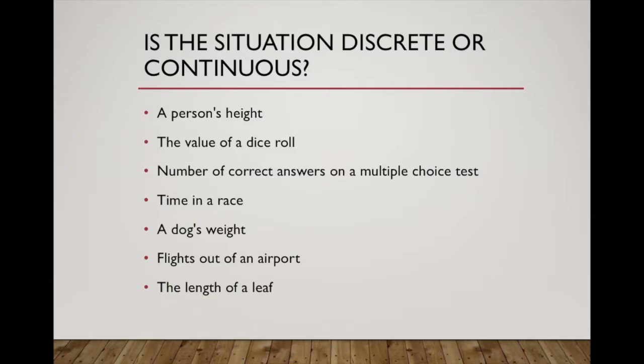Here are a couple of situations to think about. You'll determine right now if these are discrete or continuous. You may press pause now. When you think about whether these are discrete or continuous, you want to imagine if there is a gap in between the outcomes, or if in between outcomes there's an infinite number of possible outcomes or events.